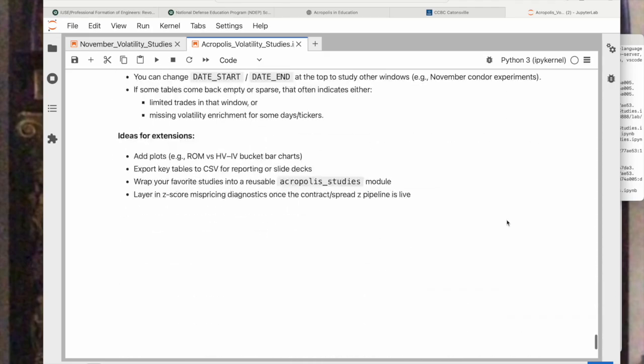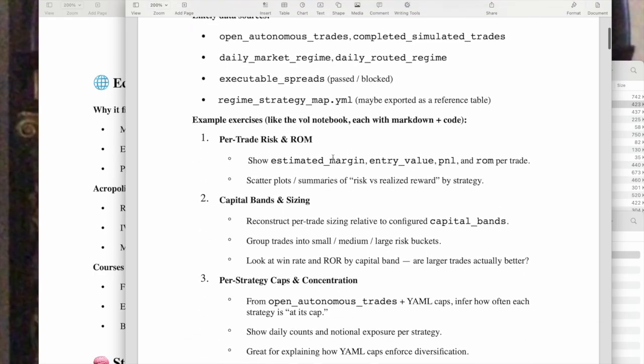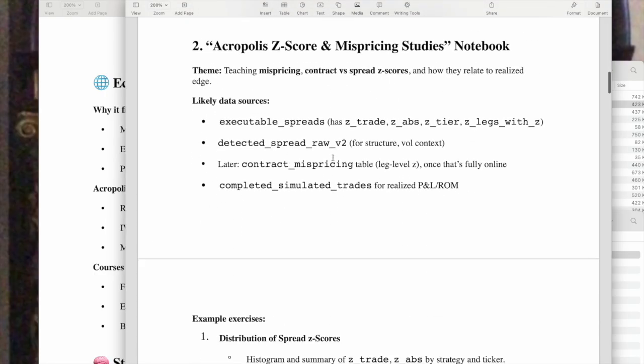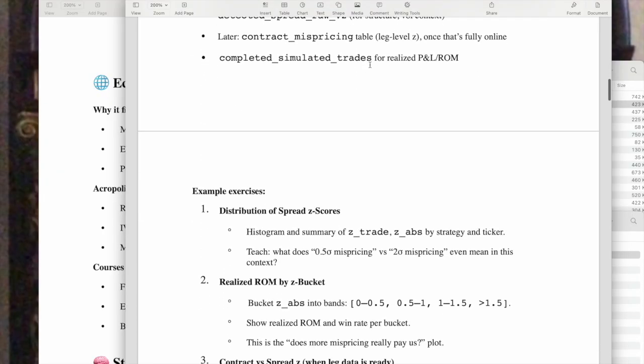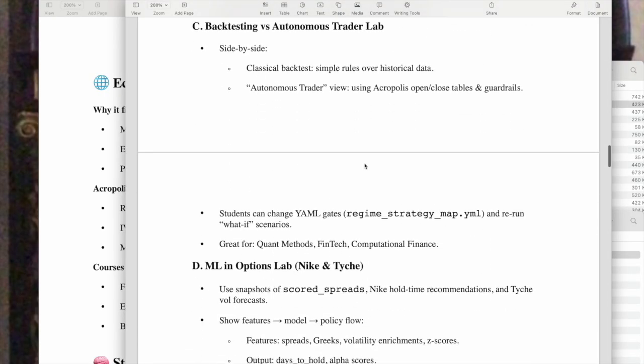But let's zoom out even further, my friends, because we can make course notebooks. In addition to the 10 volatility exercises, we came up with an Acropolis Risk Management Studies notebook. And this is the outline for the notebook, and we can actually build these. Acropolis Z-score mispricing. All right, that's graduate statistics. Other notebooks for common use.